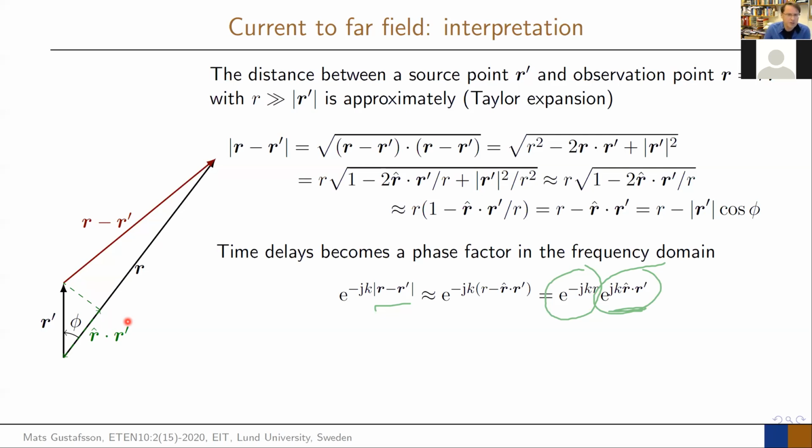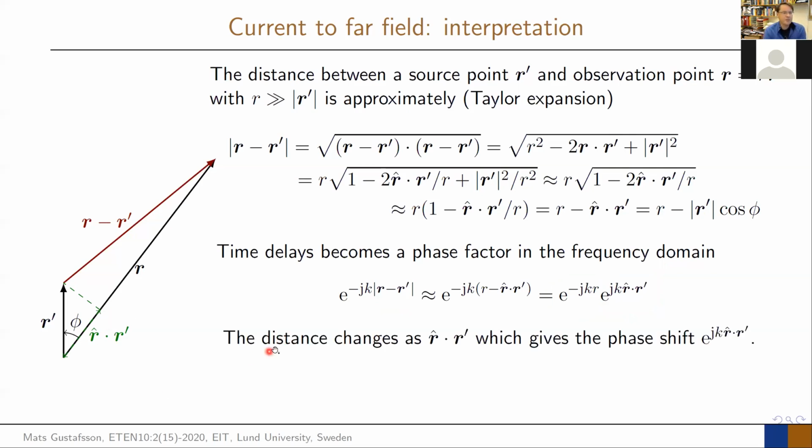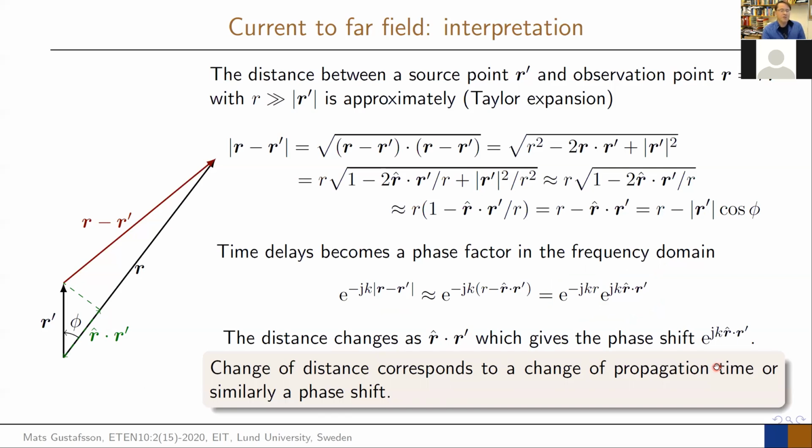If you see that one, does it look like something? Something you recognize? What's the shape of this one? It actually looks like the term you have inside of a Fourier transform. And here it will actually show up that we should take the Fourier transform of our currents to get the far field. So the distance here changes with this r hat times this r prime, and it creates this phase shift. That's what we want to have. So this is now the interpretation: the change of distance gives a change of propagation time, or a phase shift of the signals. And we need to compensate for this when we determine the radiated field.